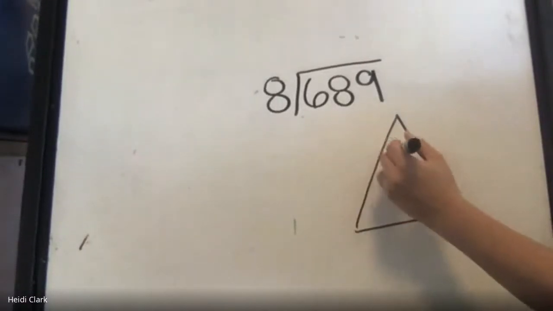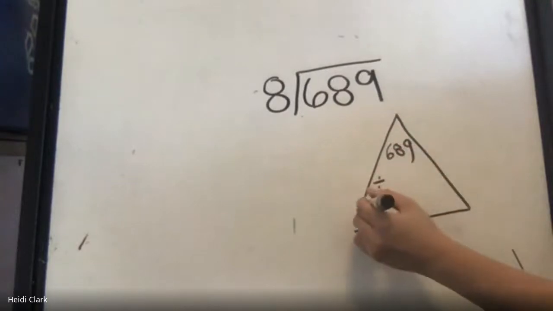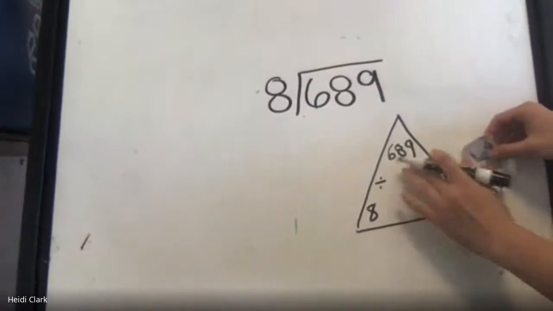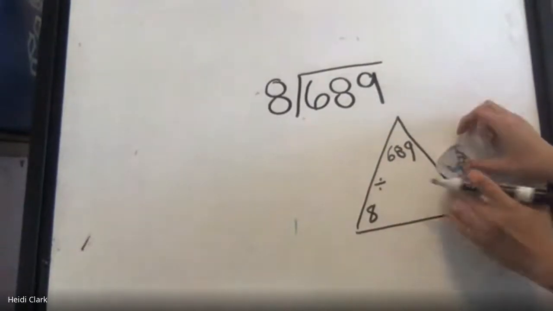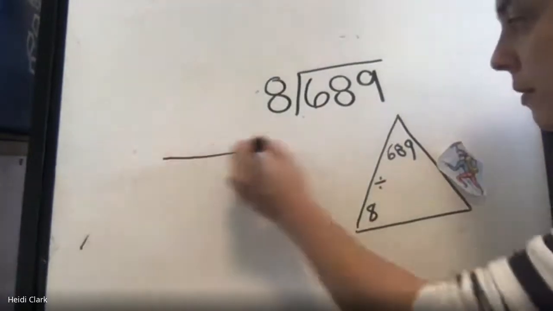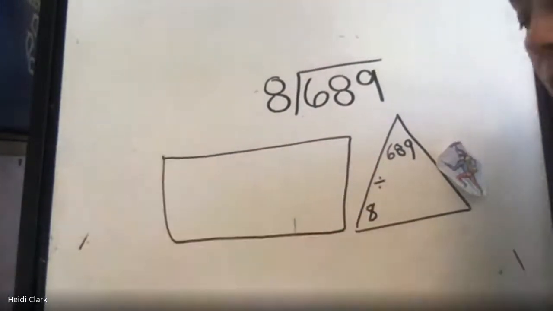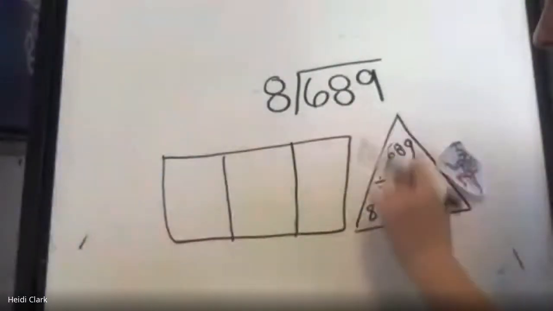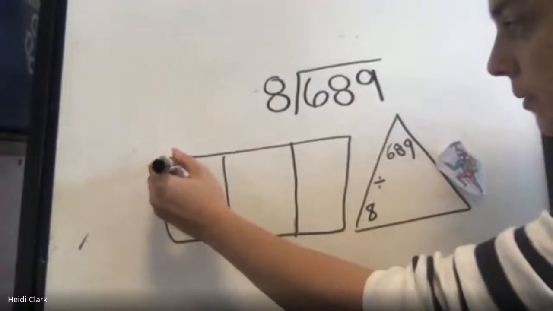All right, 689 divided by 8 using an area model, meaning we're going to be multiplying our 8 by big numbers to see if we can chip away at this mountain and get close to 689. So here's our area model. And we'll draw 3 boxes for 6, 8, and 9. But we'll put the 689 in here.